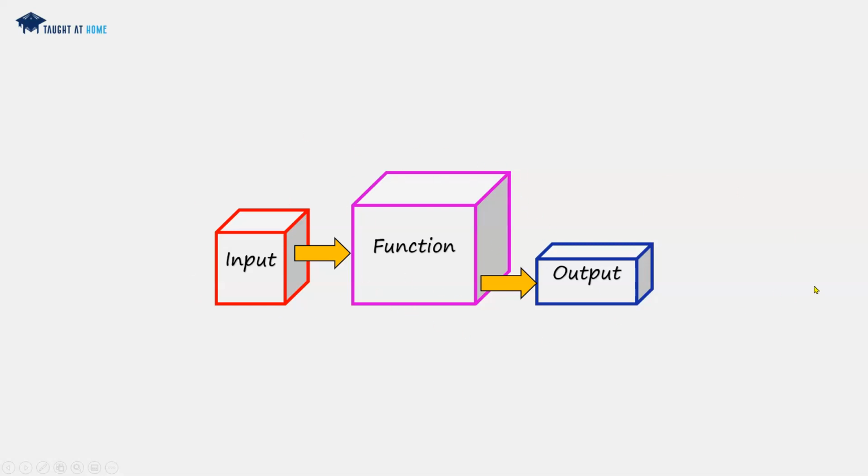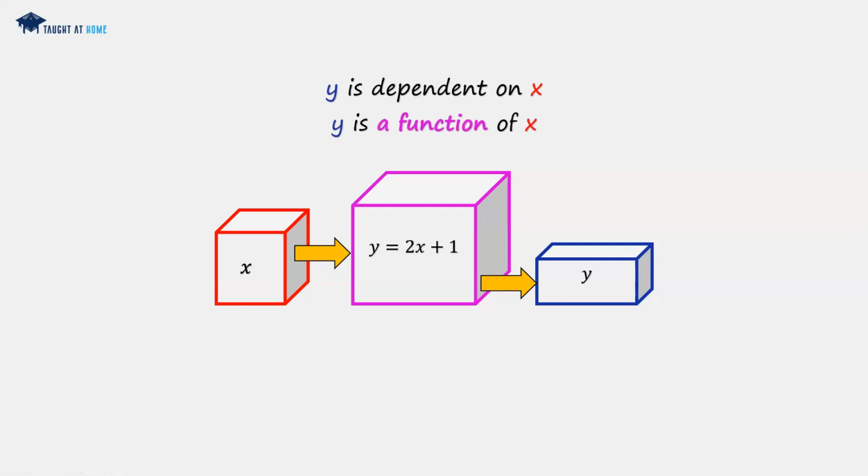set of rules that gives us outputs. The input are all the x values, and the outputs are the y values. We say y is dependent on x, therefore we say y is a function of x, and we can say that y equals f of x. This terminology here, f with the x in the bracket, we call this functional notation.